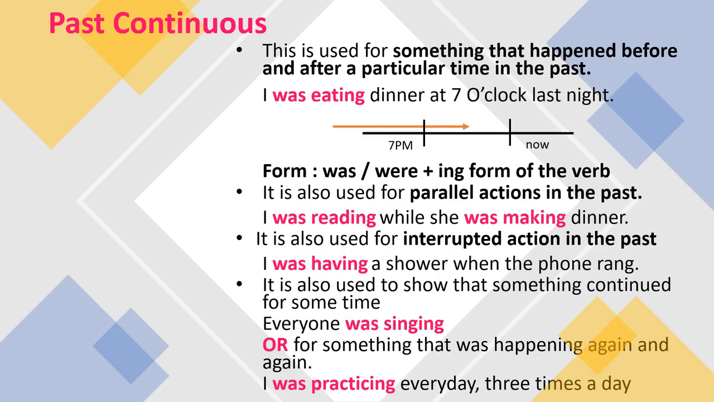It is also used to show that something continued for some time. Example, everyone was singing. So here it shows that there is an action which is in past continuous tense, or for something that was happening again and again. Example, I was practicing every day, 3 times a day. So here we have the action again and again. In that case, we make use of past continuous tense.